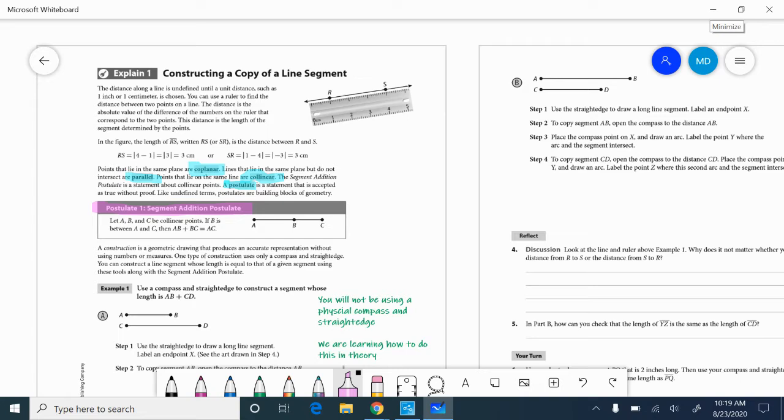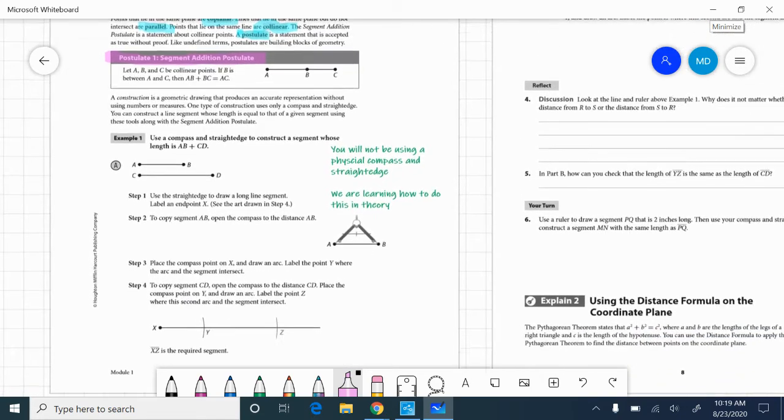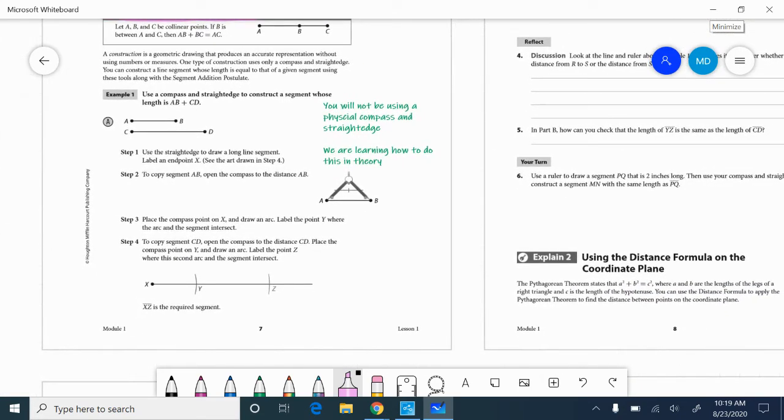A construction is a geometric drawing that produces an accurate representation without using numbers or measures. One type of construction uses only a compass and a straight edge. You can construct a line segment whose length is equal to that of a given segment using these tools along with the segment addition postulate. So I'm going to read this example to you guys, but just so you know, you will not be using a physical compass and straight edge, but we are learning how to do this in theory.